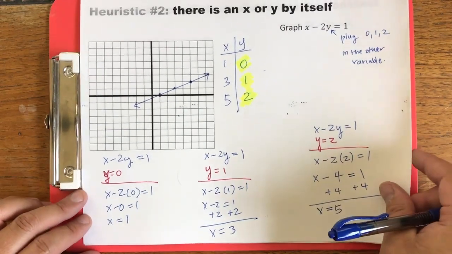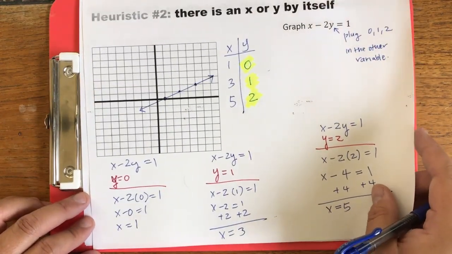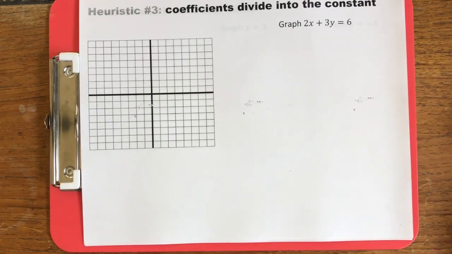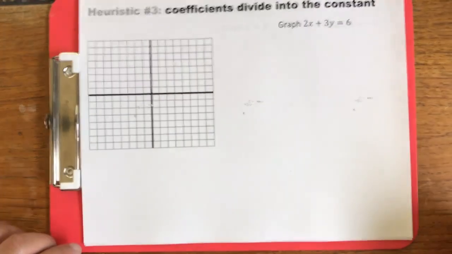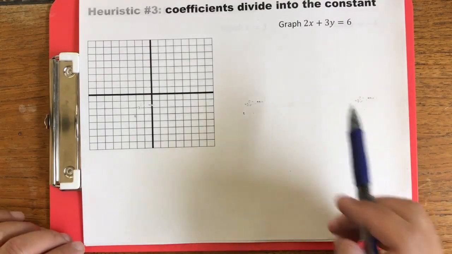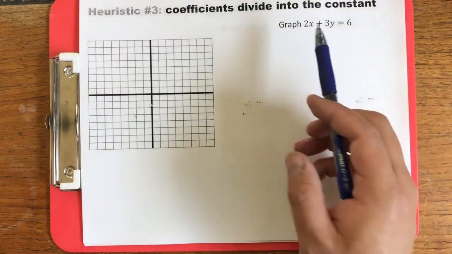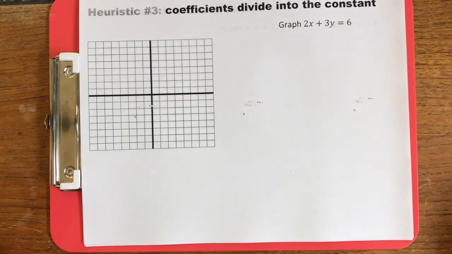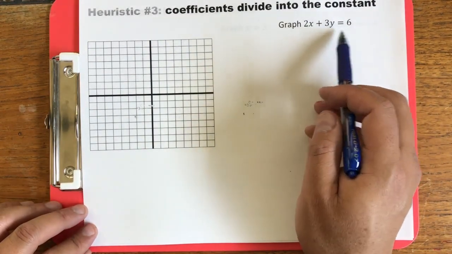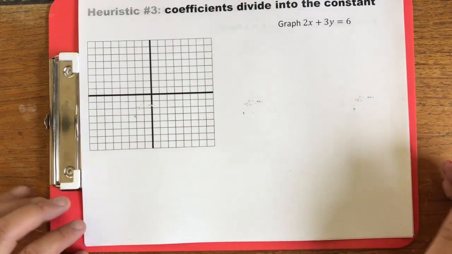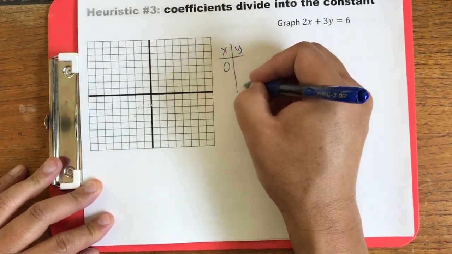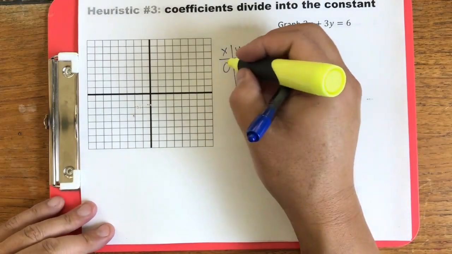Okay. Now, let's look at the third heuristic. So the first heuristic was, is there a fraction? I don't see a fraction here. The next heuristic was, is there an x or y that's all by itself where the coefficient is 1 or negative 1? And the answer here is no. Well, do the coefficients divide into the constant? And in this case, yeah, it does. So what we will do in this case is we'll plug in 0, 0. Plug in 0 for x, plug in 0 for y.